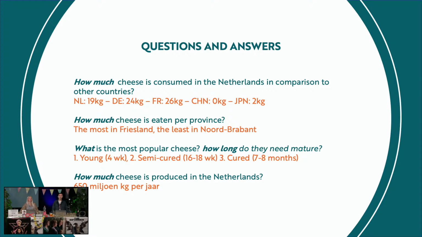That's something we could get out of it. What is the most popular cheese? That was also in the text. And how long do they need to mature? We wrote that down because those are also numbers: 4 weeks, 16 to 18 weeks, and 7 to 8 months, but you can easily transform it into weeks. And last, how much cheese is produced in the Netherlands? It's 650 million kilograms a year. So those are questions and answers that we can visualize in our infographic.